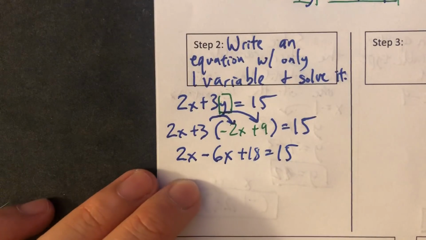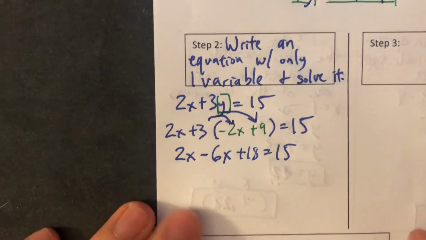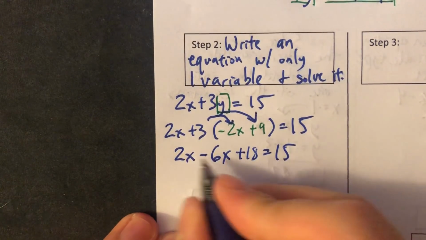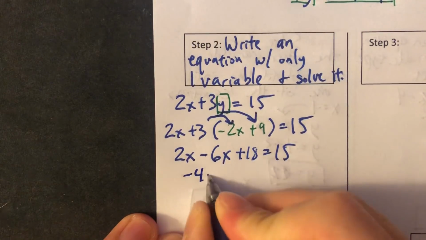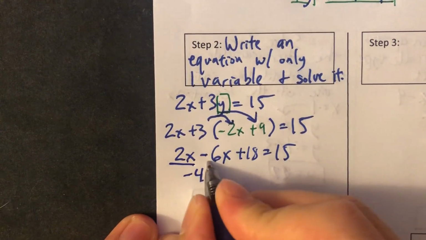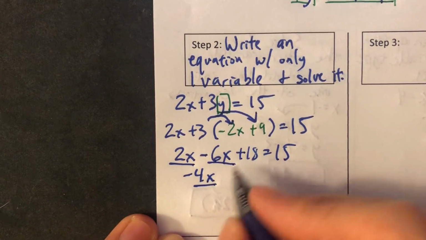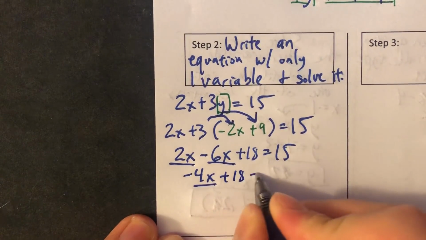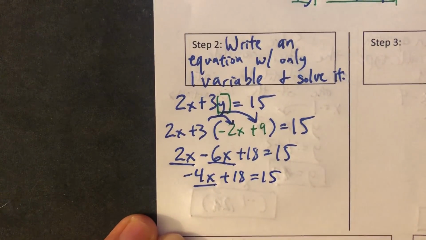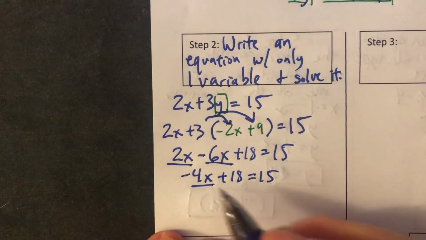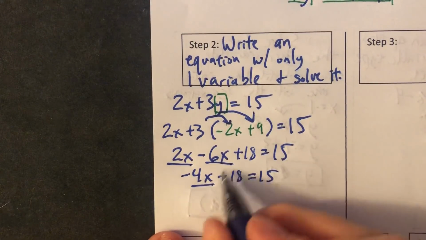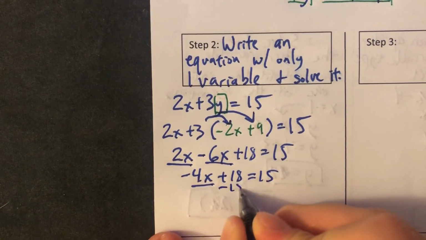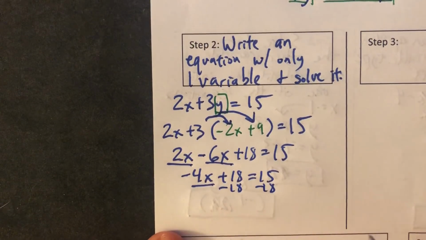All right, now we're going to continue to solve for x by combining like terms. 2 minus 6, this gives me negative 4x. And I have plus 18 is equal to 15. All right, almost there. Keep solving. I need to get x by itself. That means I need to get rid of this 18. The minus 18, minus 18.